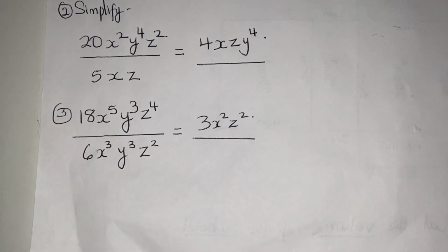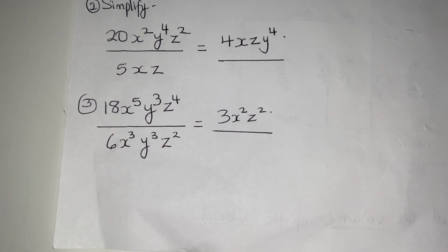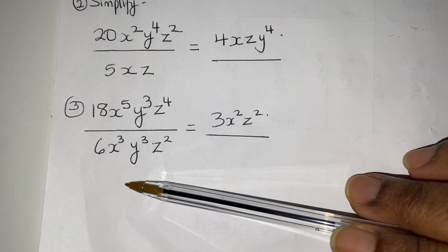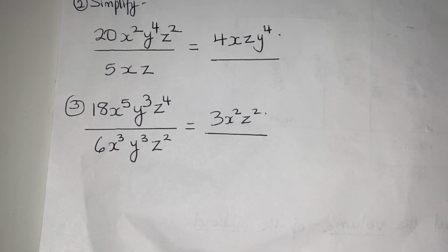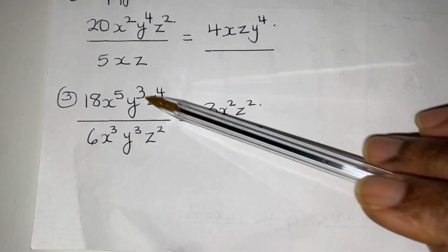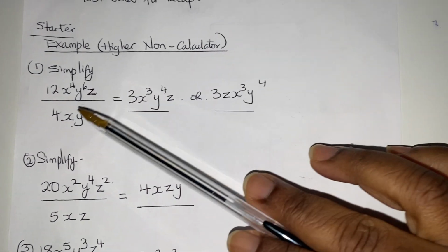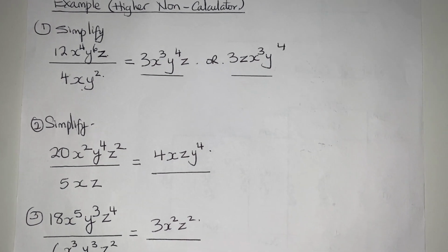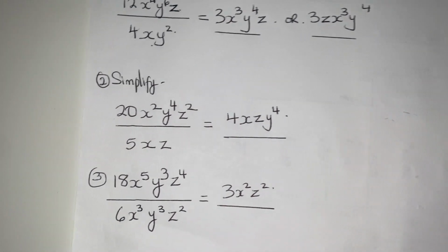And these are higher papers, non-calculator. And as I've just shown you, you don't need the calculator to do 18 over 6, because 6 times 3 is 18. You don't need the calculator to do 20 over 5. And you don't need the calculator to break all this down. You don't need the calculator to do 12 divided by 4. So as I said again, in the non-calculator paper, you can easily work with the numbers.